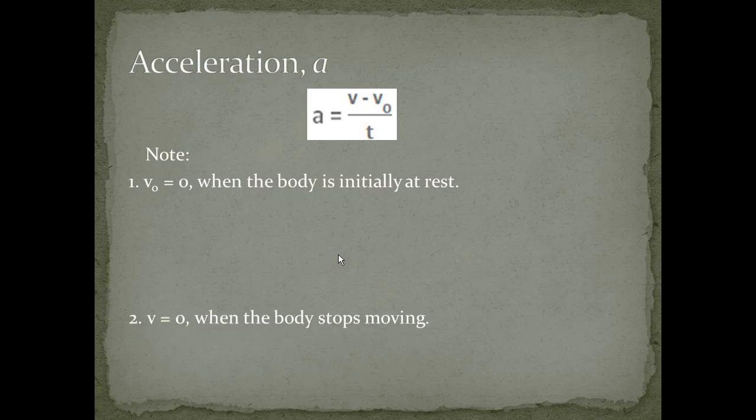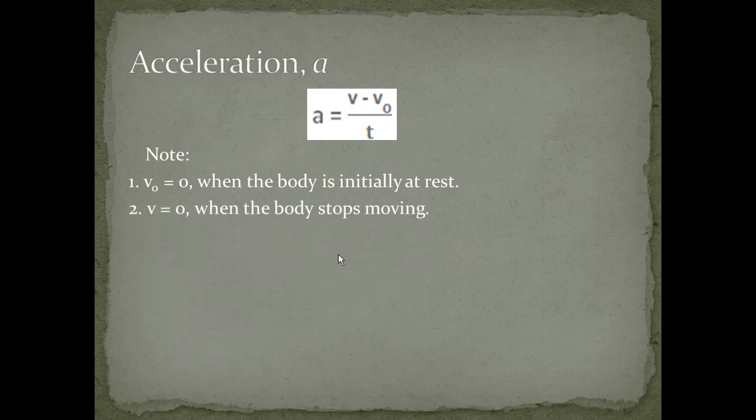Okay, so consider the following notes. V sub O is 0 when the body is initially at rest. So when it is mentioned in the problem discussion that an object is initially at rest, it already implies that the initial velocity is 0. The problem does not need to mention that the value of the initial velocity is 0, it is understood when it is said in the problem that initially the object is at rest, the initial velocity is obviously 0.